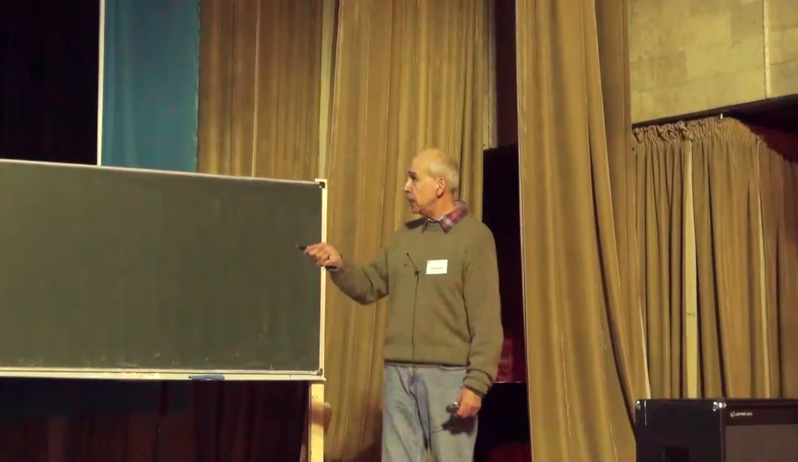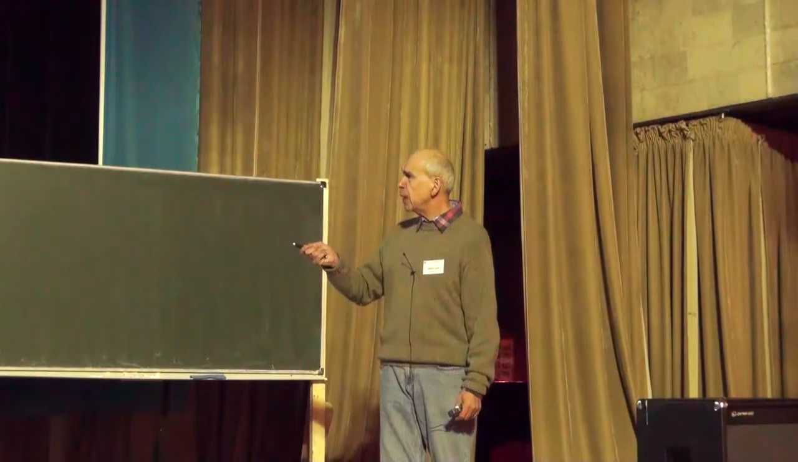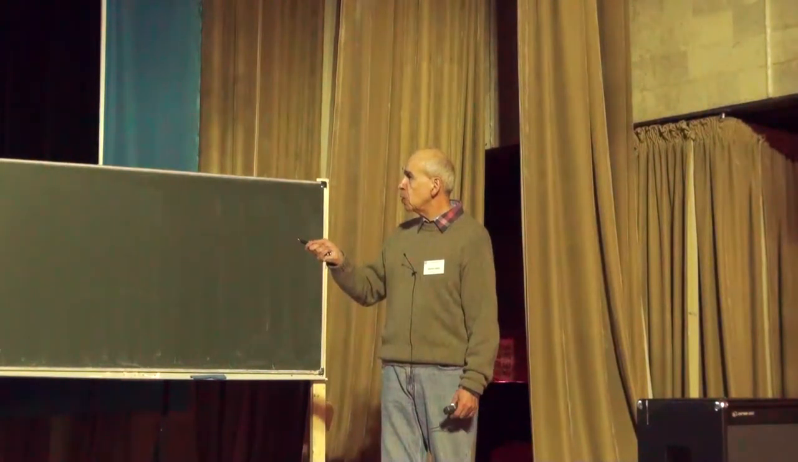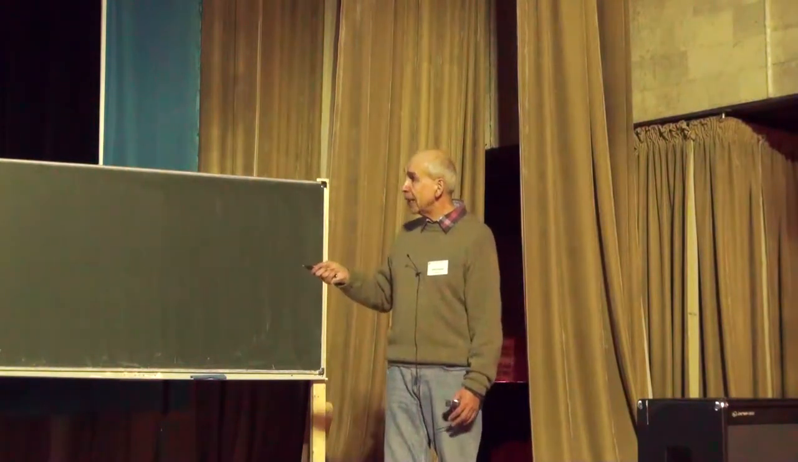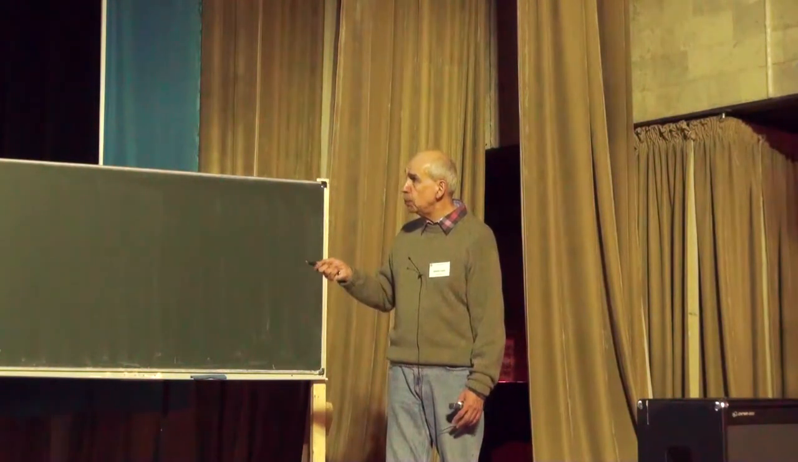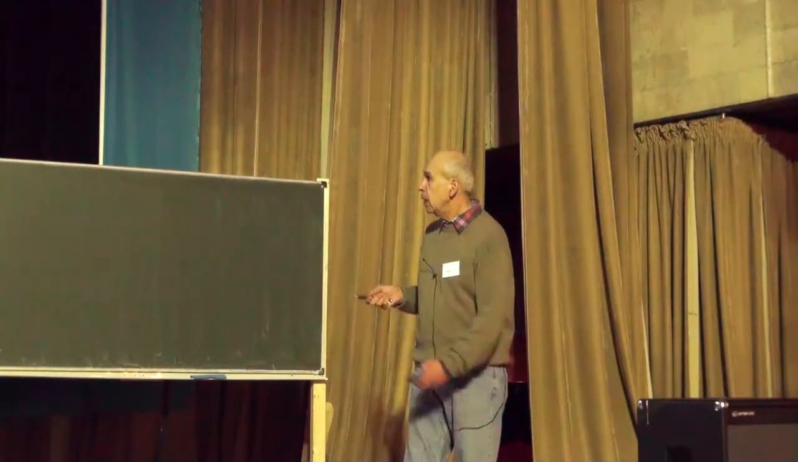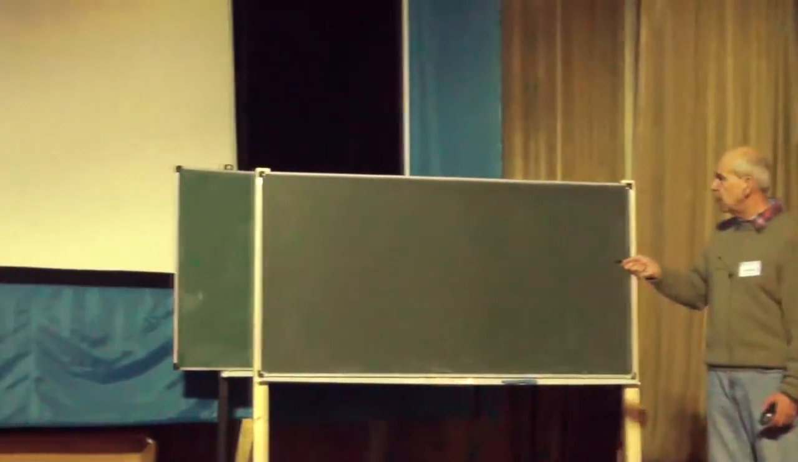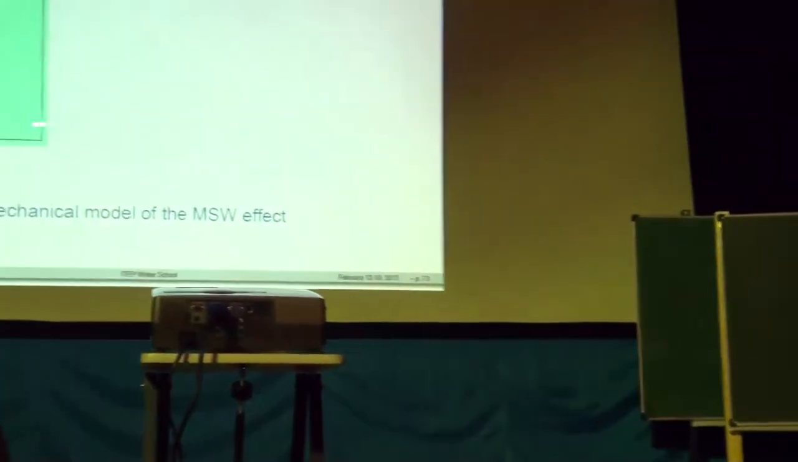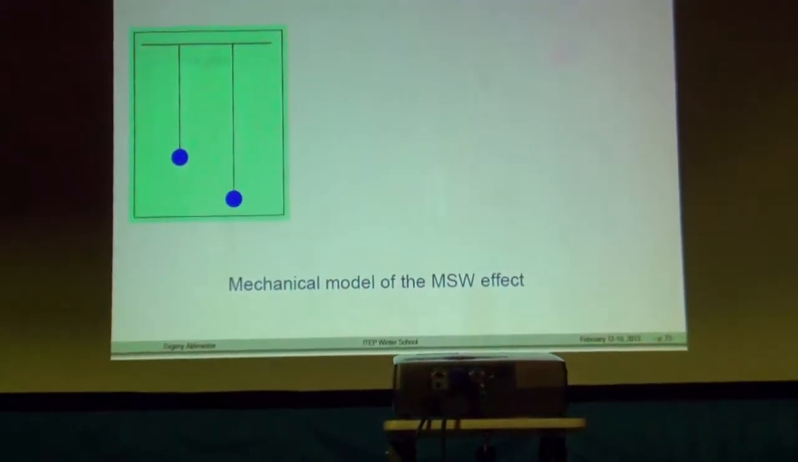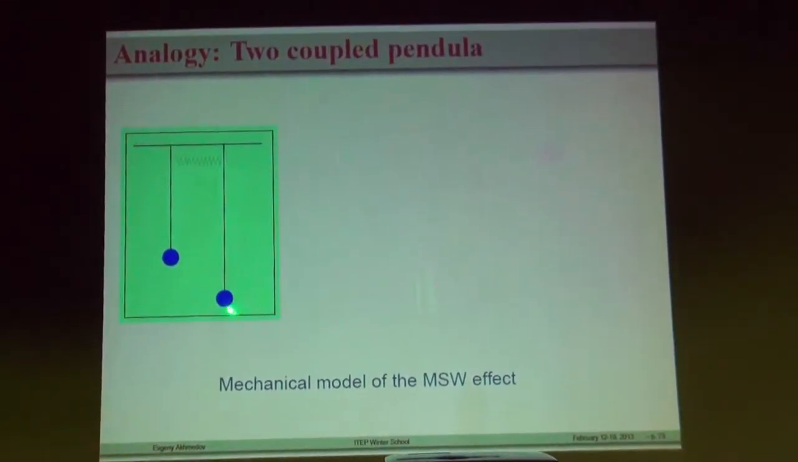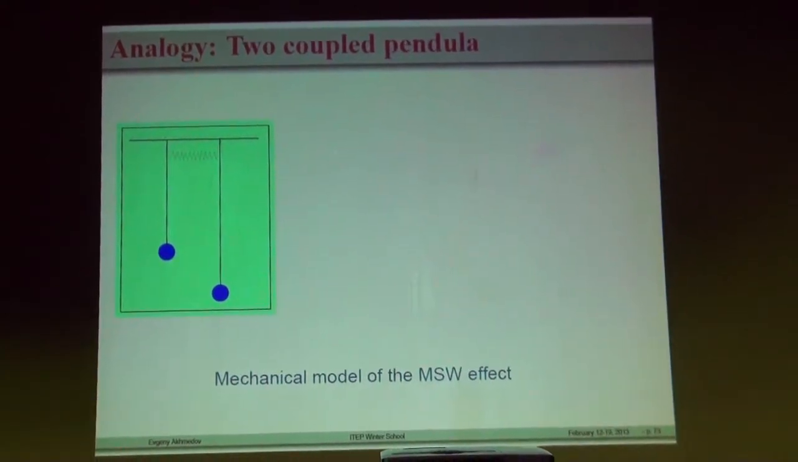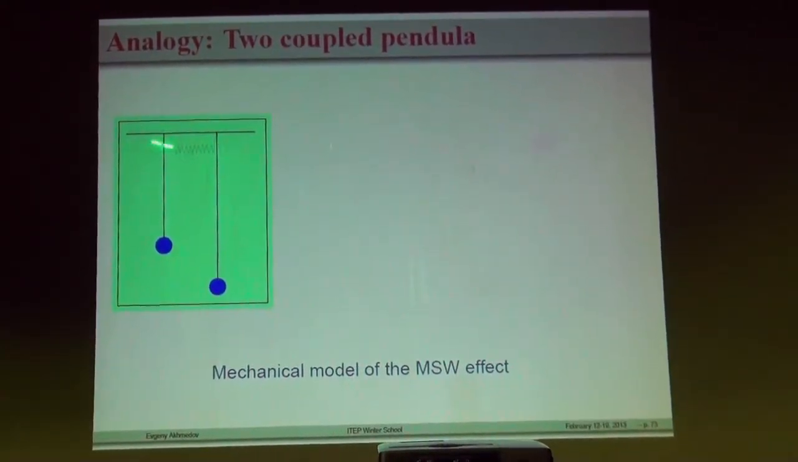Here we have two pendula with a weak coupling between them. There's a spring here, which is supposed to be the weak coupling. The device is such that we can change the length of one of the two pendula. It can be decreased and become equal to the length of the other one, or become even shorter. Now, if we kick one of the pendula, it starts oscillating, but the other one is nearly at rest because the coupling between them is quite weak.